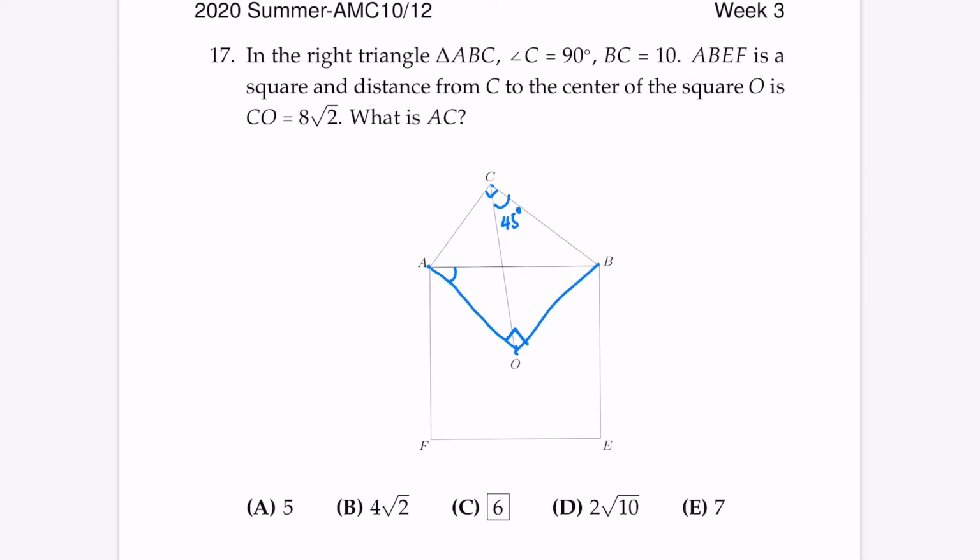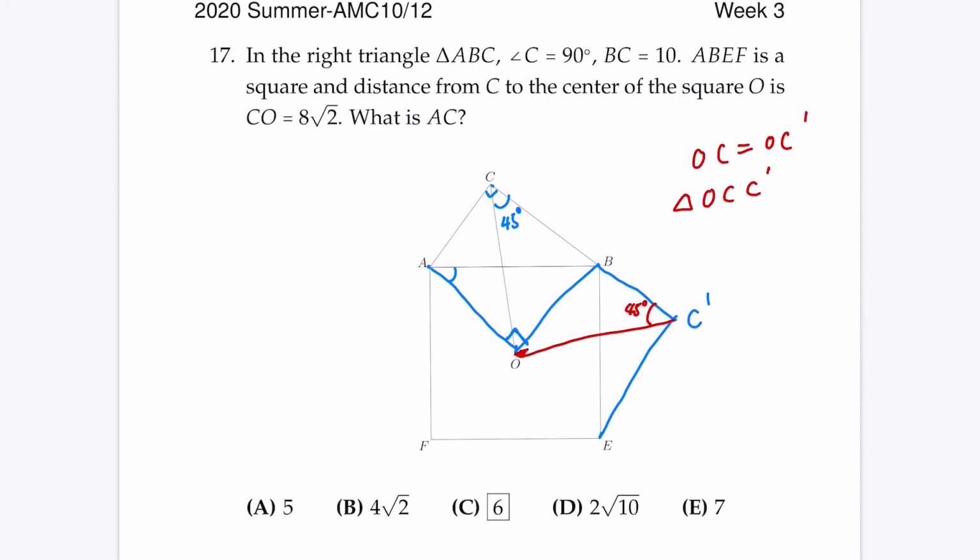Now we can just move the triangle ABC to here. We draw another triangle of the same shape, with C prime, and you can draw a line from O to C prime. Because of the symmetry, we know that OC is equal to OC prime. At the same time, because of the symmetry, we know that this is 45 degrees as well. So this triangle OCC prime is the so-called isosceles right triangle.